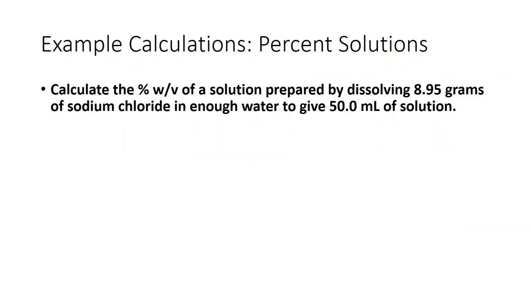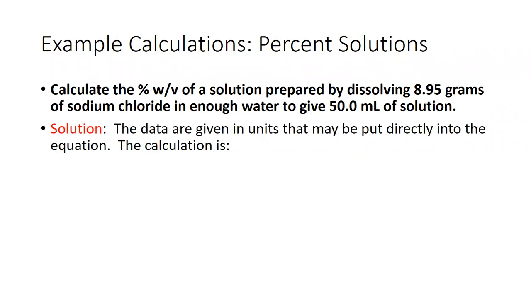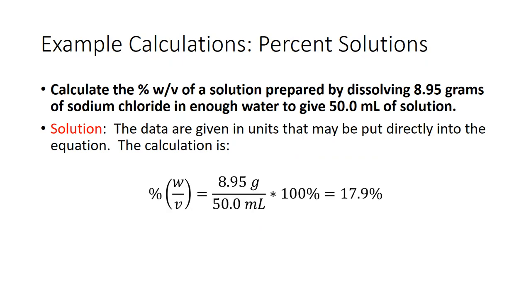So we're going to talk about some example calculations. So this one wants you to calculate the weight volume percent of a solution prepared by dissolving 8.95 grams of sodium chloride in enough water to make 50 milliliters of solution. So to do this, we're going to take a look at the units that we already have. We have grams and milliliters, so that is ideal. So we're going to do our grams of sodium chloride over 50 milliliters of solution times 100, and that will give us 17.9% weight volume solution.